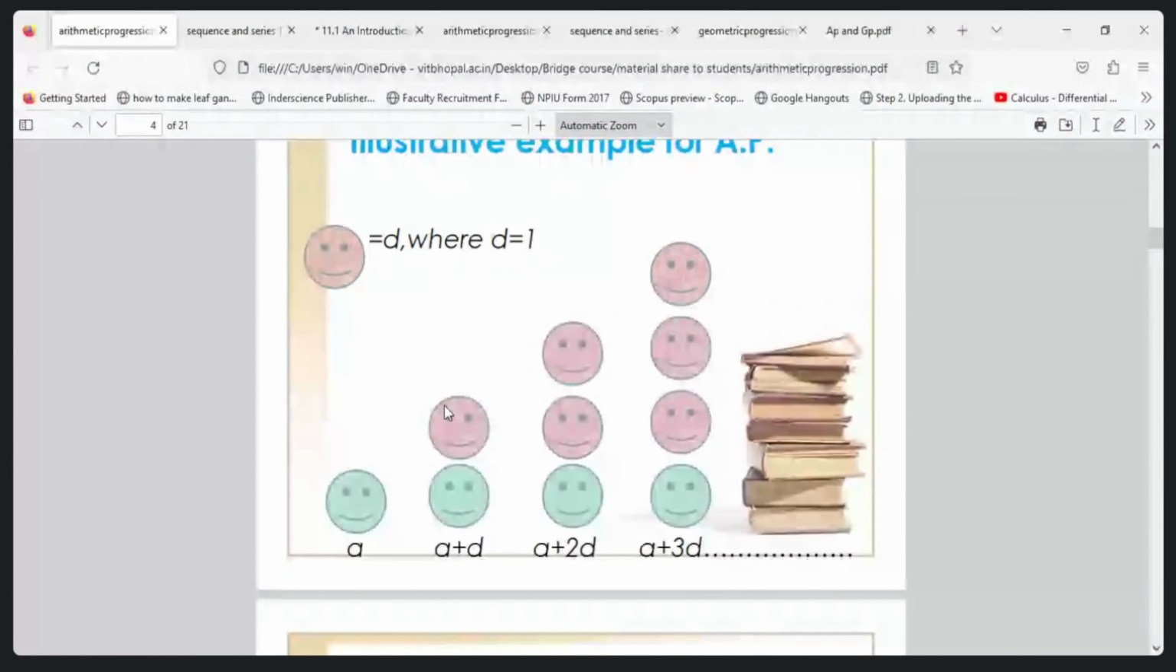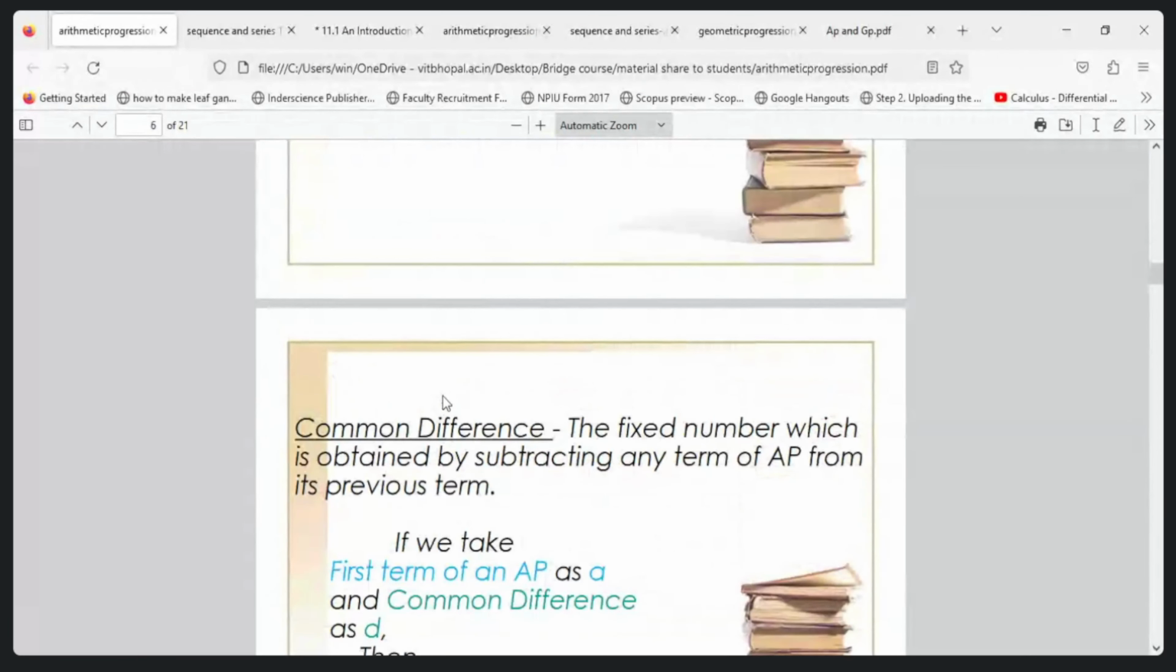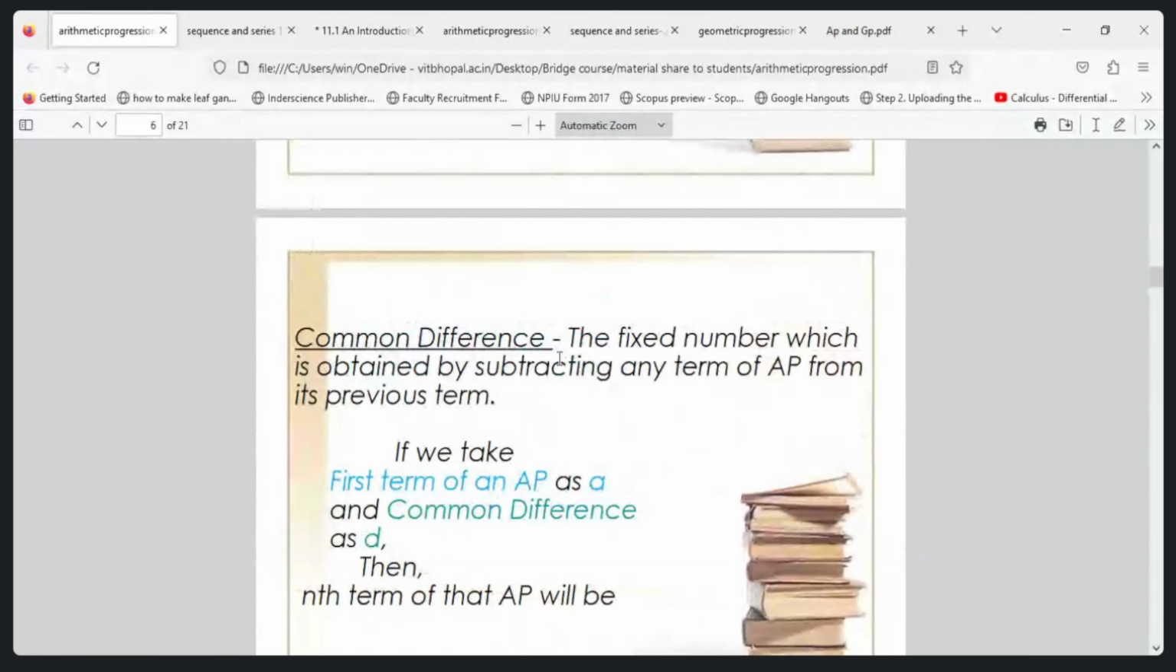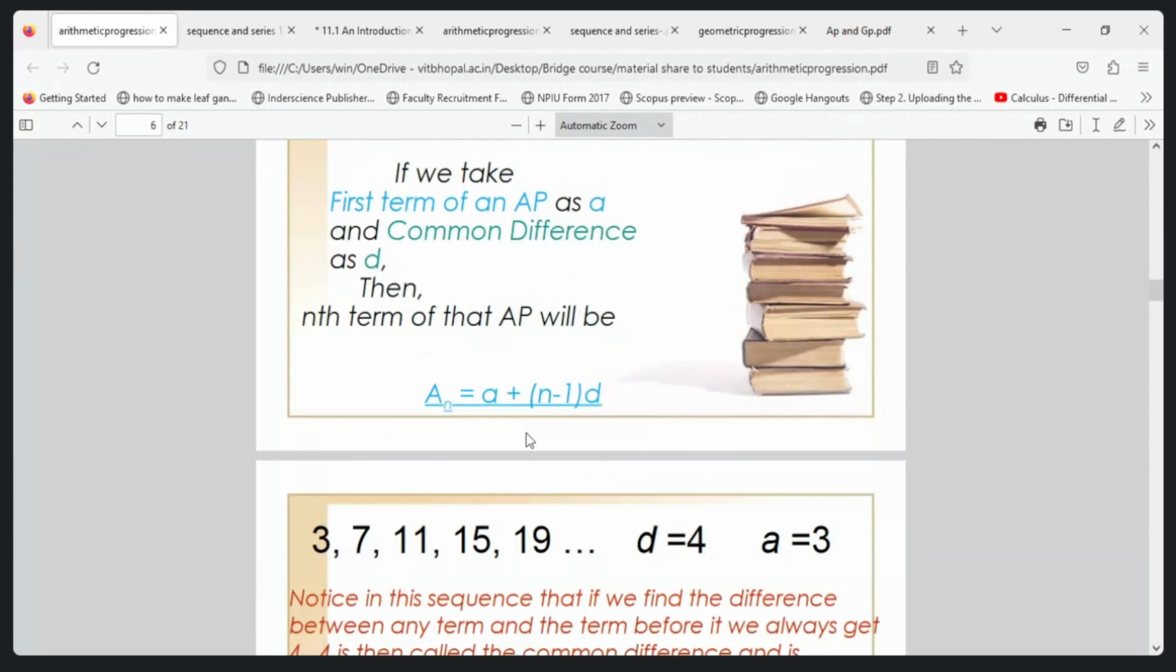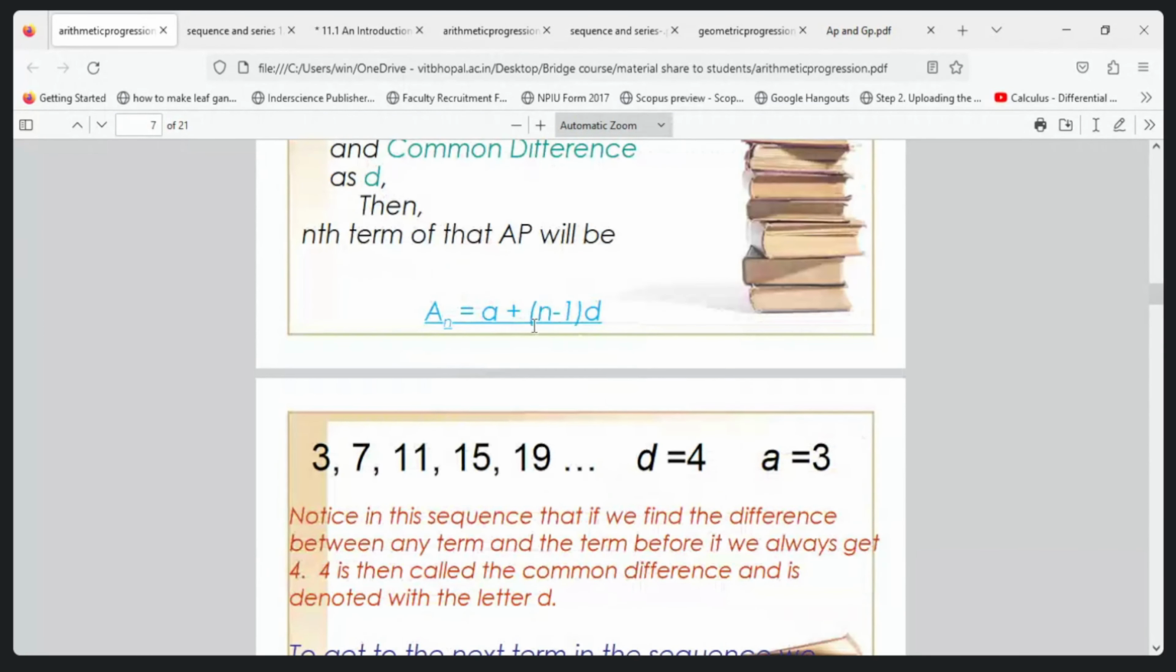Okay, so that is a point that I want to tell. This is a general term. Then common difference: the fixed number which is obtained by subtracting any term of the AP from the previous term. I already told this in a previous slide. The difference should be common for all terms from the previous term. If we take the first term of an AP as A and the common difference is D, then the nth term of the AP is An equals A plus (n minus 1) into D.